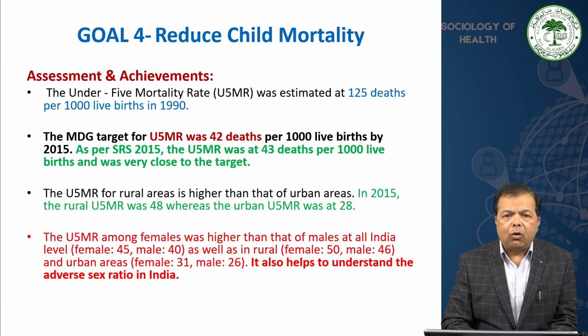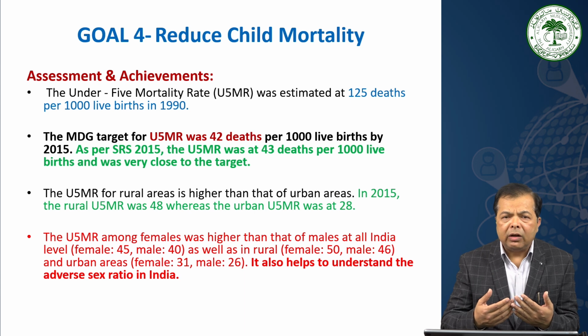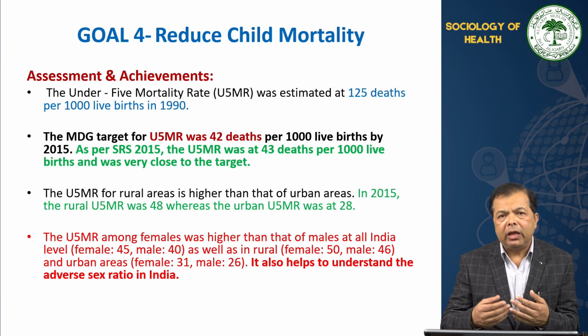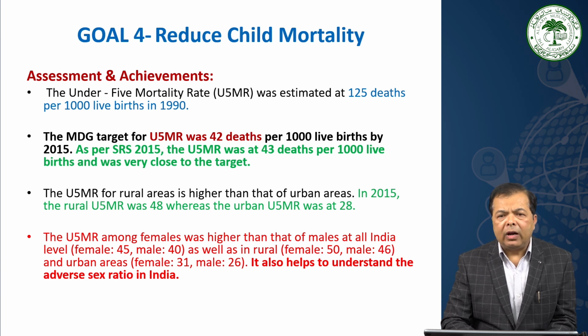Now, we will talk about the assessment and the achievements in this particular target. The under 5 mortality rate was estimated at 125 deaths per 1,000 live births in 1990. As we have targets which are relative, we need to know what the prevalence was during 1990, which is considered the benchmark year. So here it is mentioned that it was 125 deaths per 1,000.